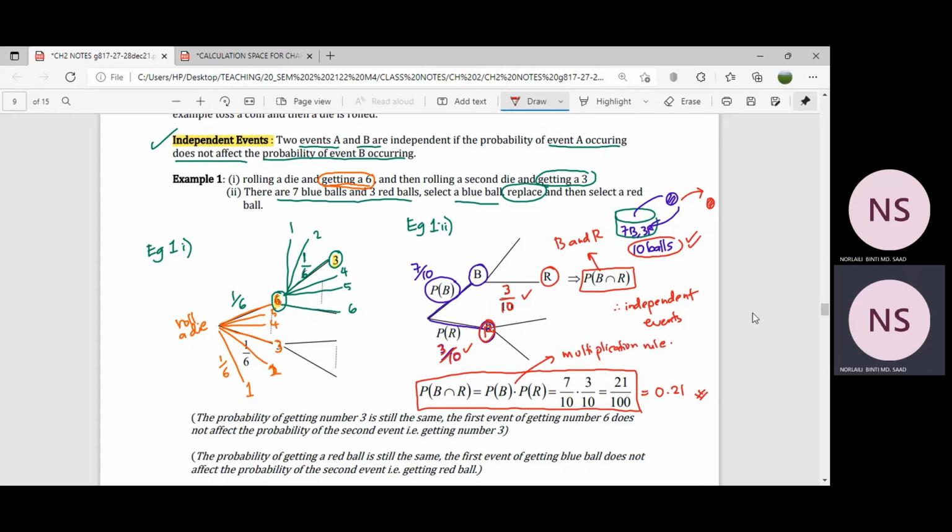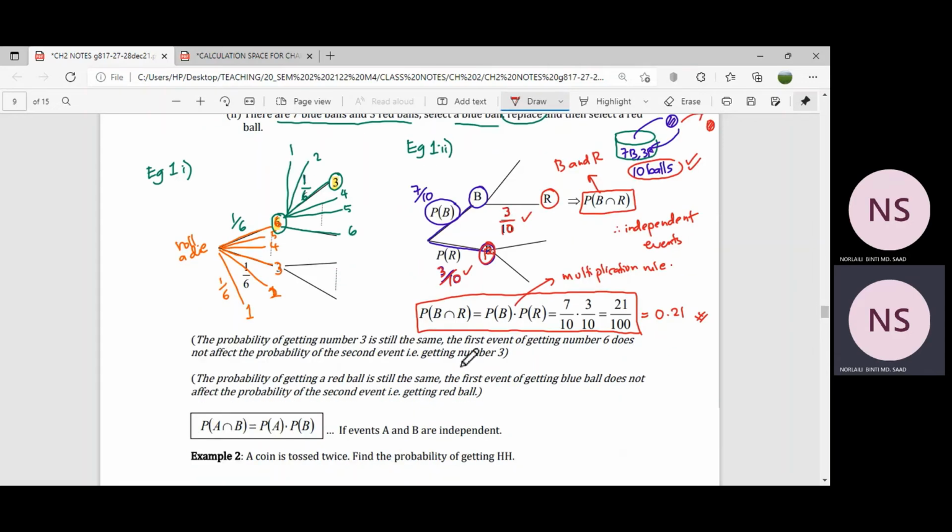Multiplication rule. So you may read this note: the probability of getting number 3 is still the same. The first event of getting number 6 does not affect the probability of the second event, which is getting number 3. The probability of getting number 3 remains 3 over 10. The probability of getting a red ball is still the same. The first event of getting a blue ball does not affect the probability of the second ball, which is getting a red ball. Sama je definition.